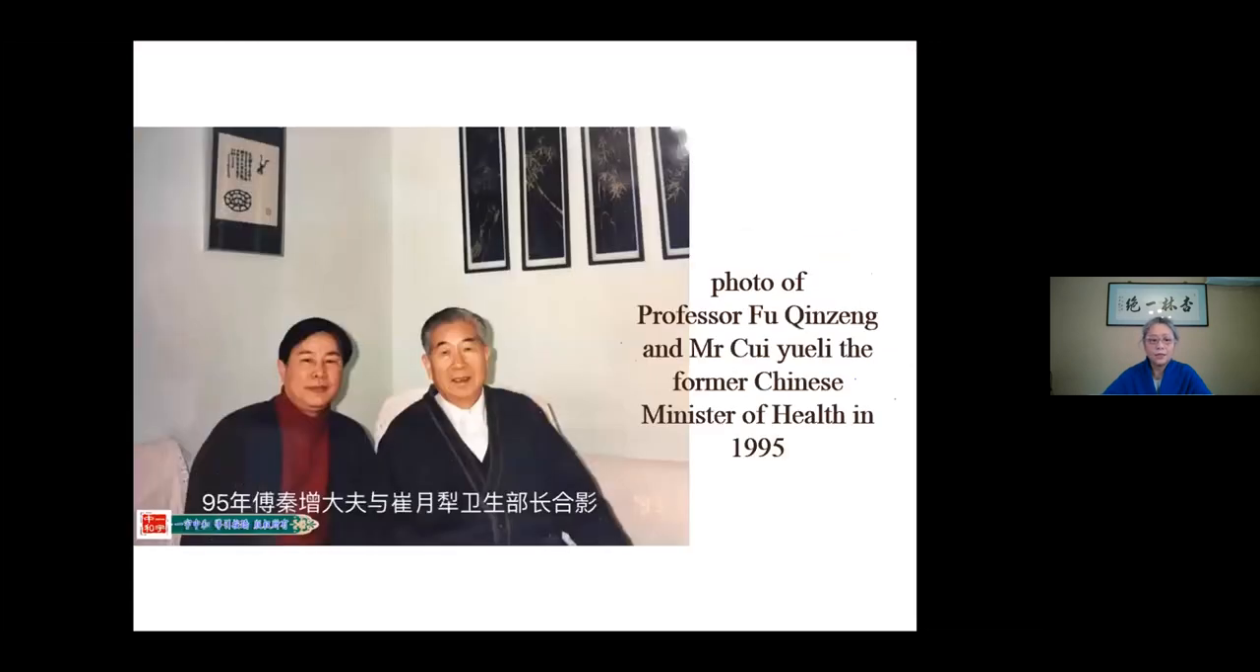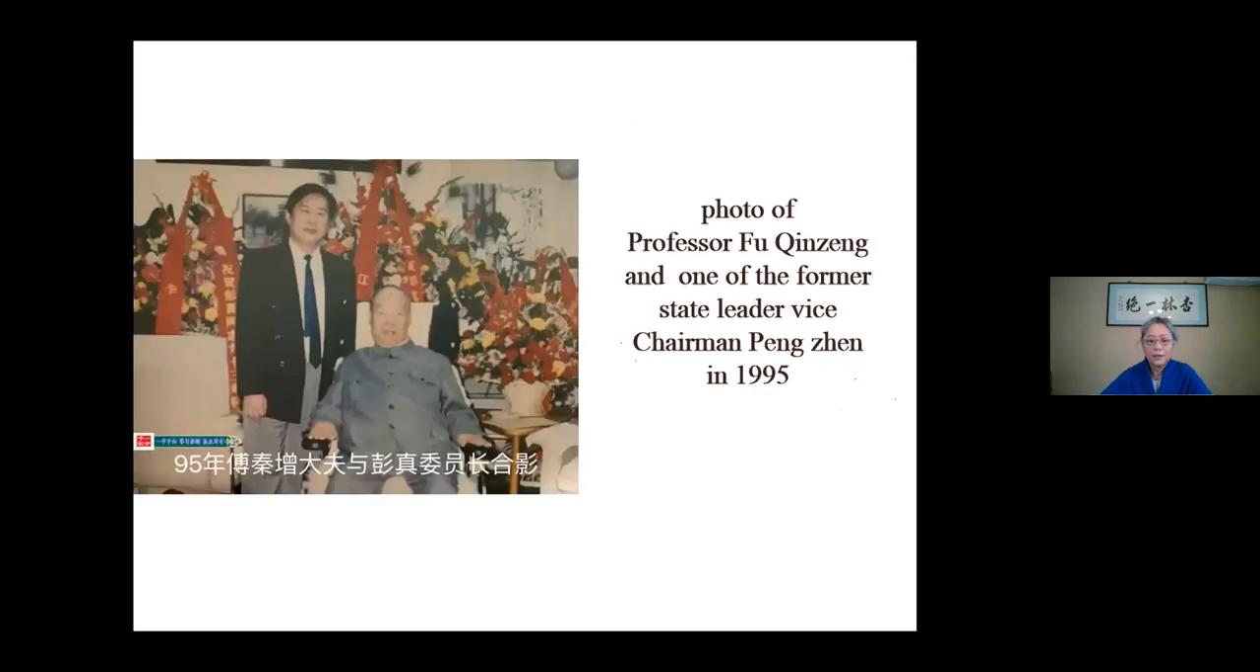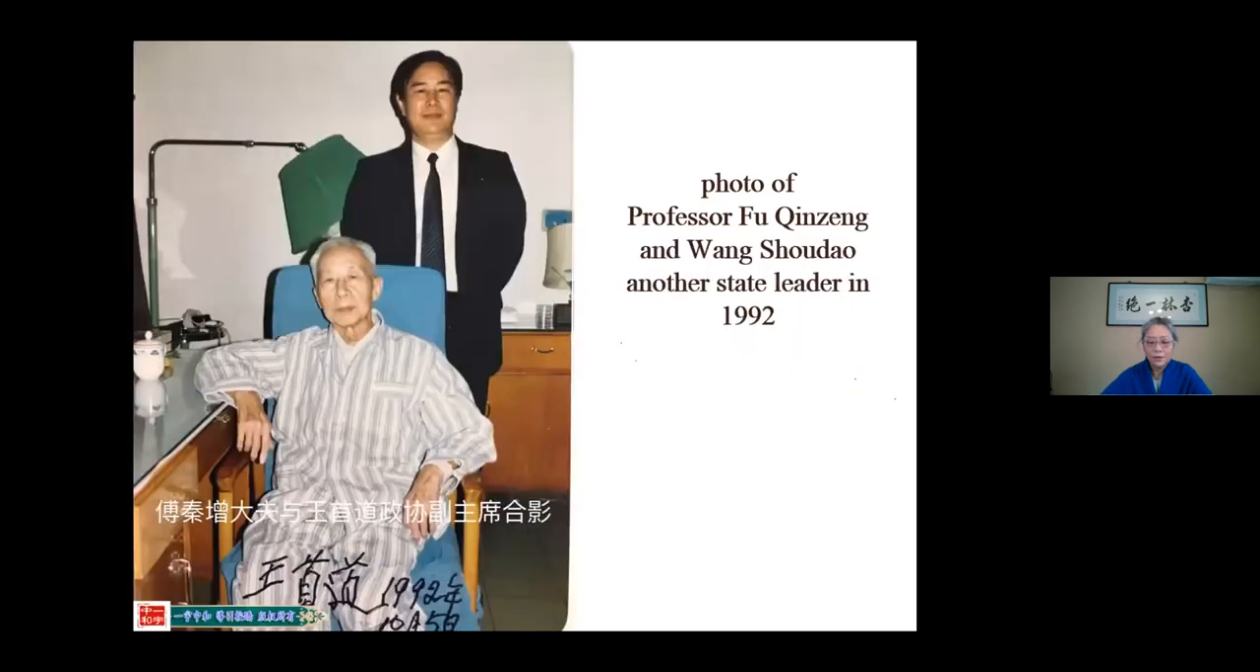This is a photo of Professor Fu Qingzheng and Mr. Qu Yueli, the former Chinese Minister of Health, in 1995. And this is a photo of Professor Fu Qingzheng with one of the former state leaders, Vice Chairman Peng Jing, in 1995. Professor Fu is always studying and practicing 导引按跷 to help people. And this is a photo of Professor Fu Qingzheng and Wang Shoudao, another state leader.